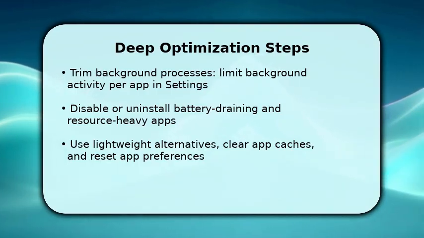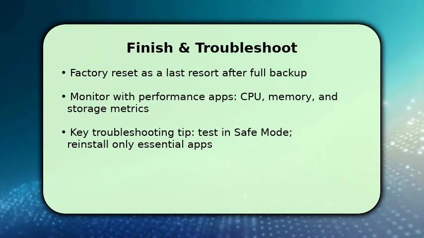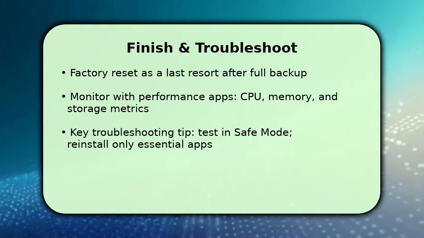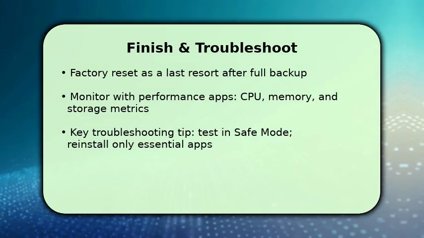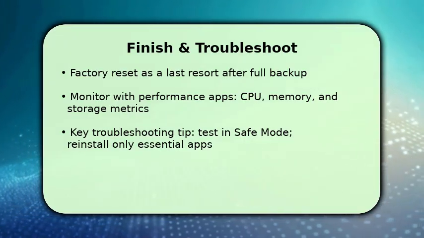You finish by verifying improvements. Run a performance monitor app to watch CPU, RAM, and storage during normal use so you can confirm real gains. If lag persists despite optimizations, perform a factory reset only after a full backup. That eliminates software corruption and restores original performance baselines.